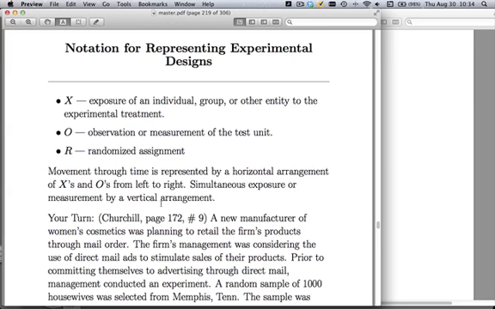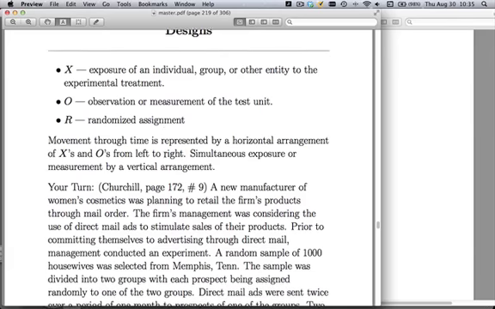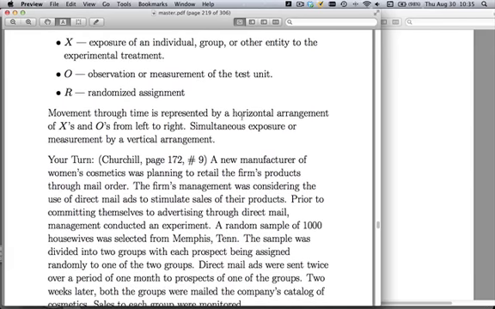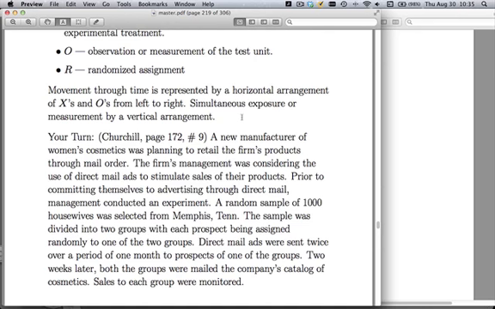Now, in discussing experiments, it helps to have a notation to describe these experiments. So here's the notation we're going to use. X's will represent exposure to a treatment. So that's a change in the independent variable. O's are going to indicate an observation, and then R indicates random assignment. Movement through time is represented through horizontal arrangement of X's and O's from left to right.